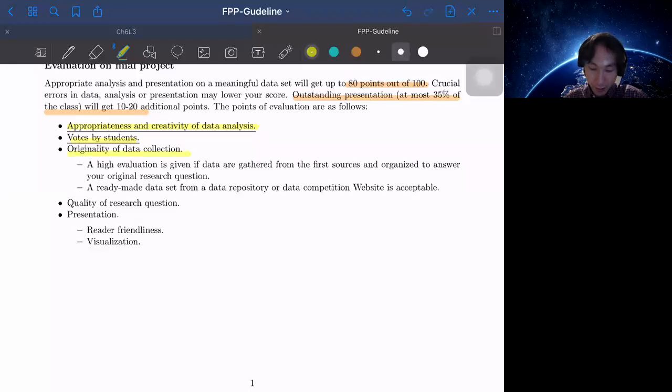Yeah, so originality of data collection is important, and the quality of the research question is important, and the presentation is also important.